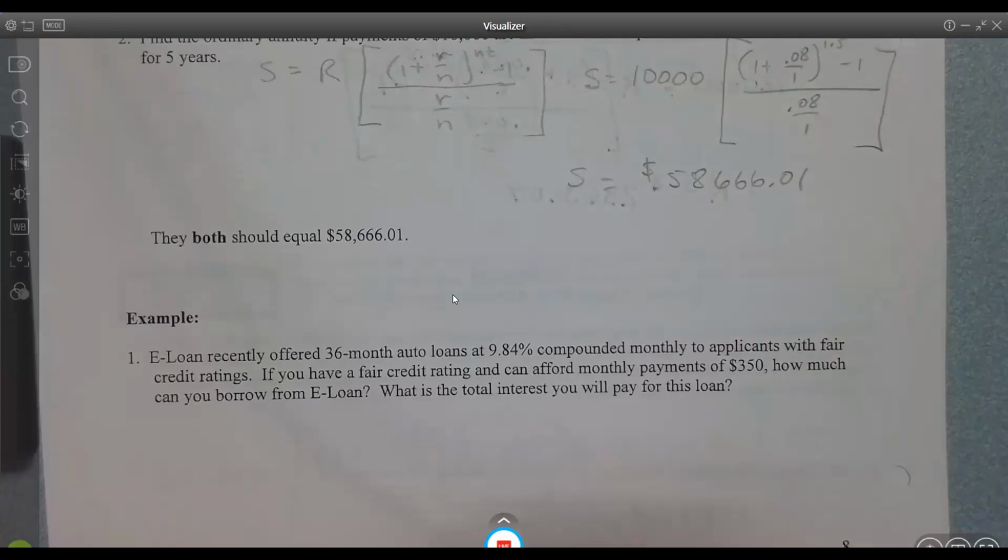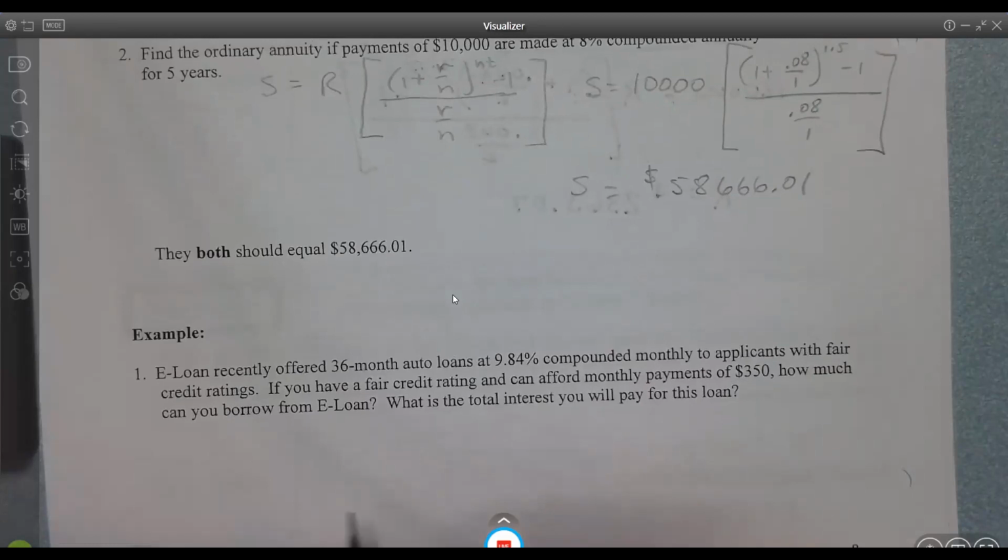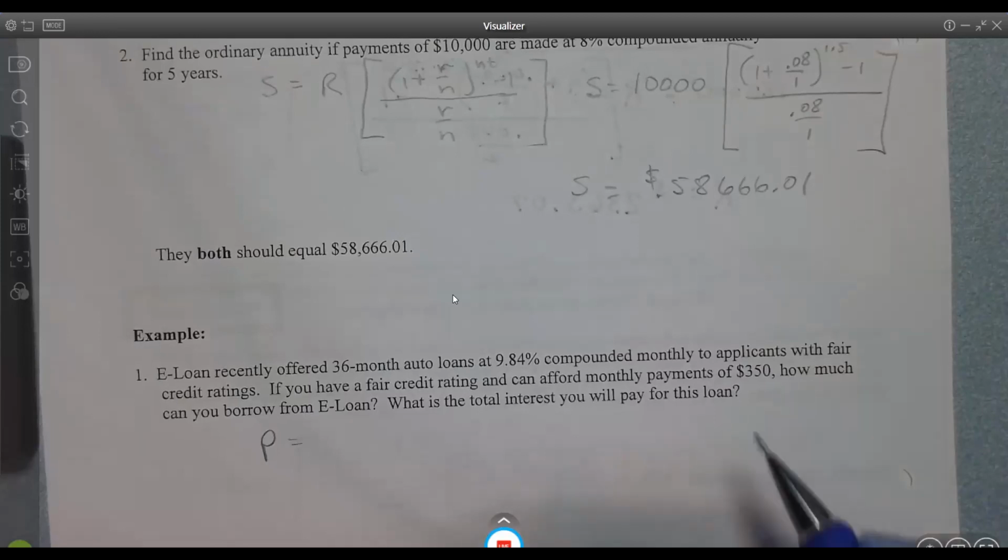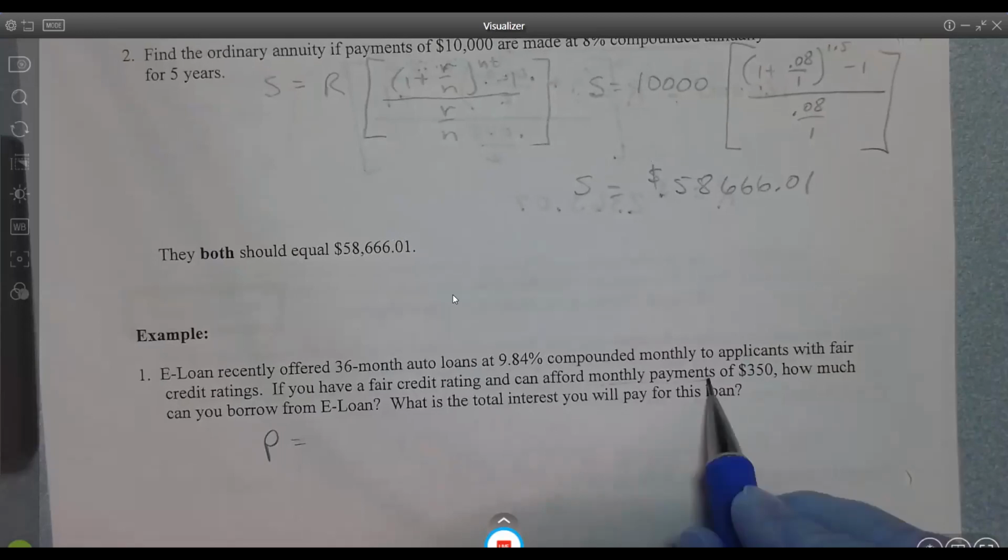Now let me look at number 1 down here. eLoan recently offered a 36-month auto loans at 9.84% compounded monthly to applicants with fair credit ratings. If you have a fair credit rating and can afford monthly payments of $350, how much can you borrow? Now, when you're borrowing from a loan agency, a bank, credit union, whatever, you're borrowing P amount of dollars that day in order to get a car loan, RV, house, whatever. But we need to see how much we can borrow with respect to monthly payments. So I know we can do $350.